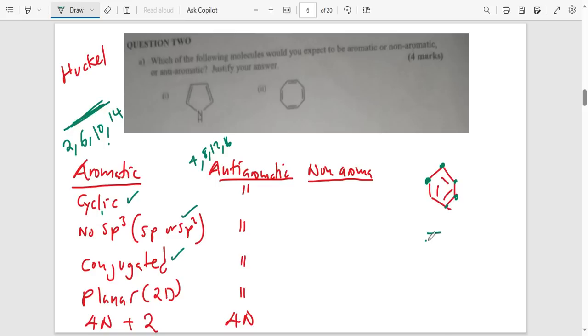You can see we don't have any bonds coming in front of us or behind us. In other words, the molecule is not in 3D, it's in 2D. Okay, and then it has met our Huckel's rule formula. So let's say we look at a compound like this one.